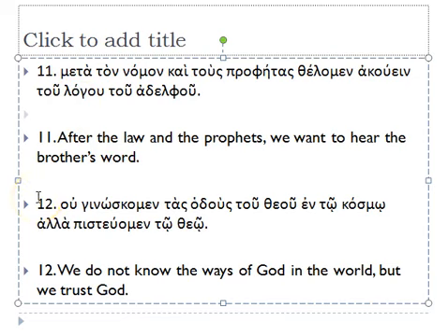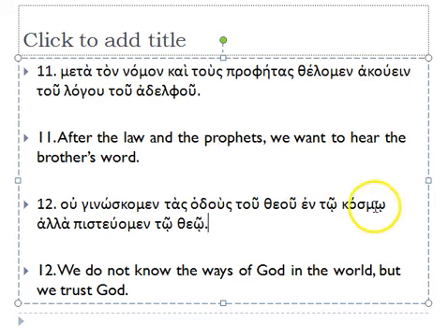Number 12, ou ginoskomen, a first plural verb, ginoskomen, we know, negated, ou, we don't know. Tas hodous, providing us with the feminine accusative plural object. Again, notice the endings of those two words do not look alike. Nevertheless, they do agree grammatically because each of those two words is feminine, plural, accusative. We do not know the ways. This is now followed by a noun in the genitive case describing ways, the ways of God.